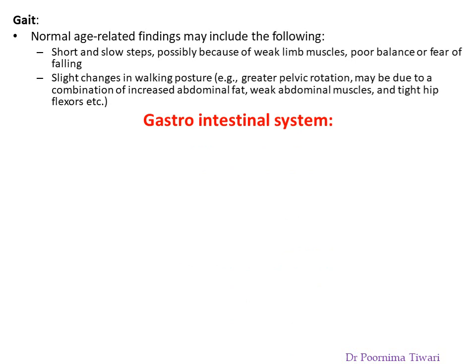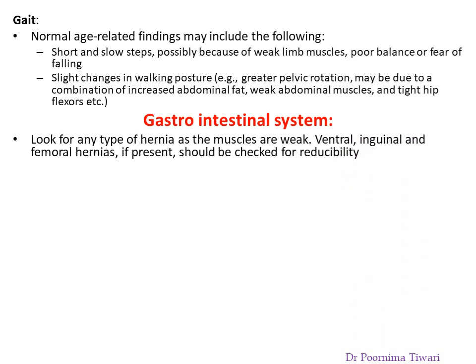Examining the gastrointestinal system. Look for presence of hernias because the abdominal muscles are weak. Any ventral, inguinal or femoral hernia, if found, should be checked for reducibility, because if there is any restriction in the reducibility, it may require urgent action and the case may be referred to a surgeon for that.